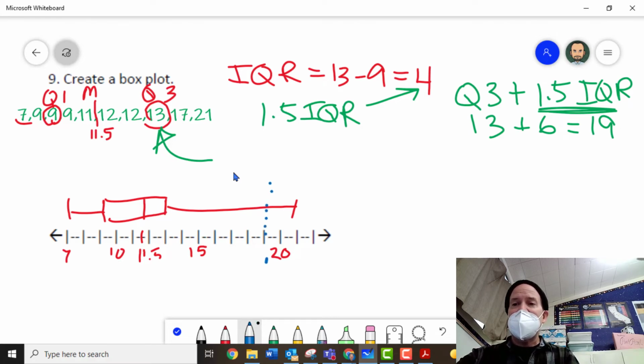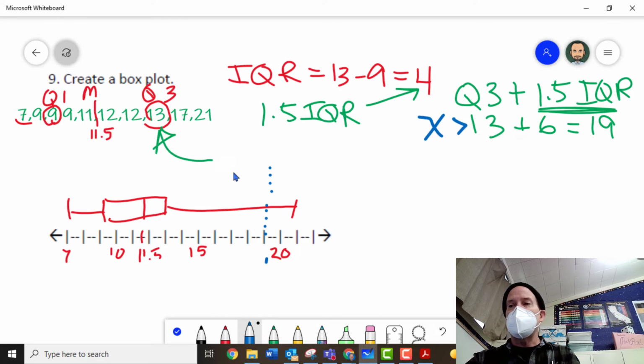I like to do a dotted line. If anything is past the 19, it's an outlier. Well, how do I write that mathematically? Well, if x is greater than this, then it's an outlier. Are there any numbers greater than 19? So the 21 will be an outlier.